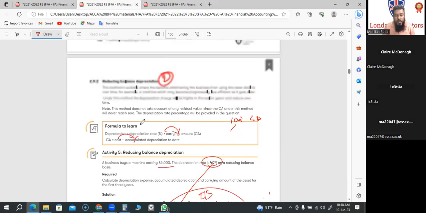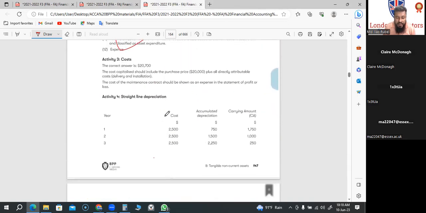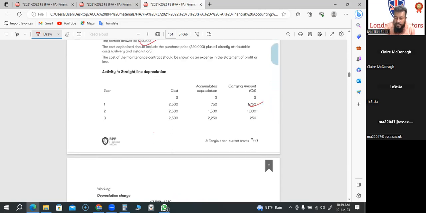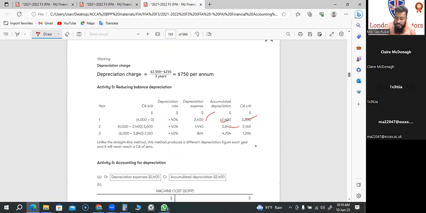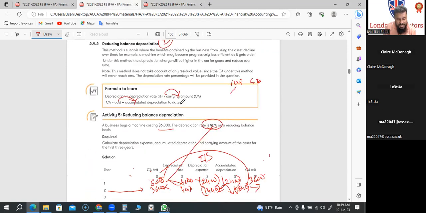Let's see our answers for activities 4 and 5. Here we go. Activity 3. Yeah, we got it right. Activity 4. Yeah, we got it right this way. This was what you were meant to do. I believe you've done it right. Here we go. Well done. That's how you do it, and the rest you do this way. Guys, I think that's our 15 minutes for today.